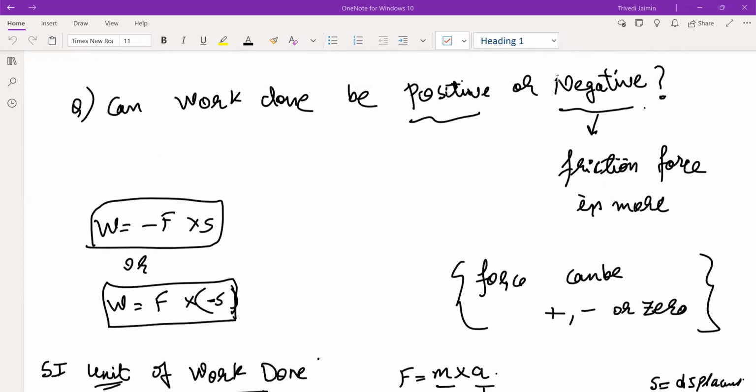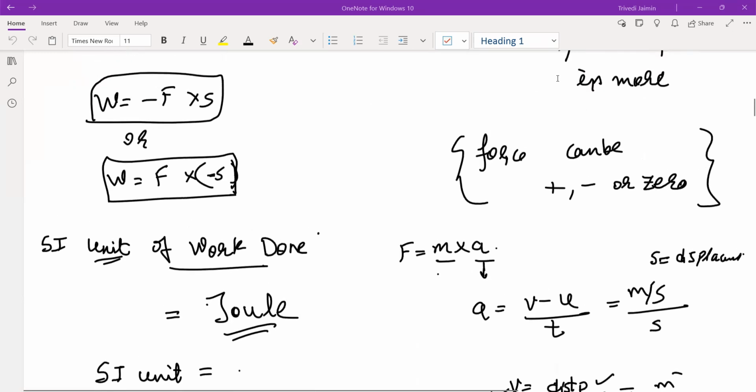Yes, sir. When can this happen? It can be negative due to frictional force, or when force is negative, then work done is also negative. And any other case? When displacement is negative, it can be negative. Yeah. And SI unit of work done?